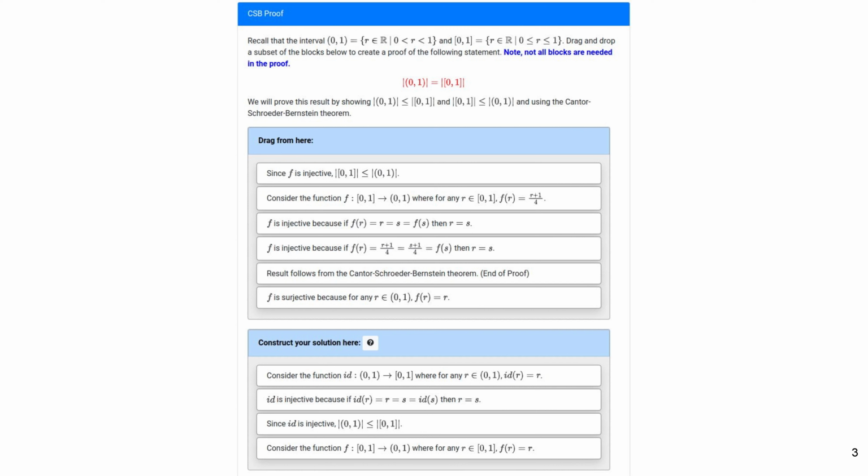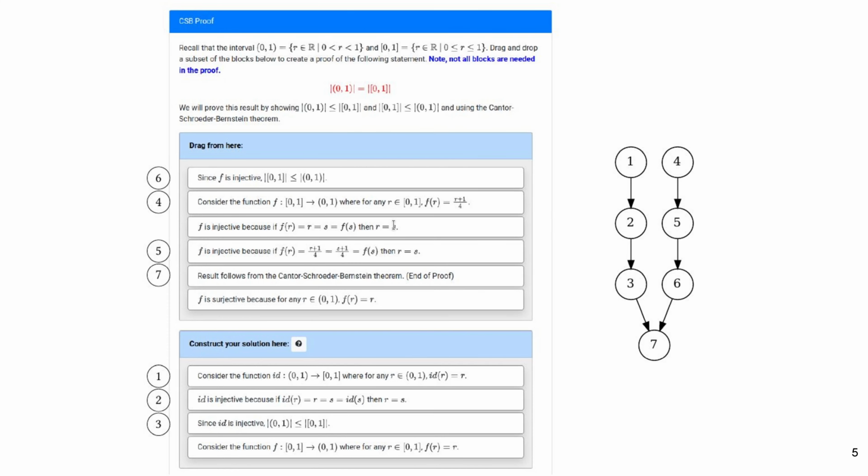When the instructor writes one of these proofs, they simply have to write the lines of the proof and then specify the logical dependence relationships between the lines of the proof. And then the proof block software generates the user interface. Let's look into this in a little more detail. So here's an example of the same problem, but this time annotated with some more information.